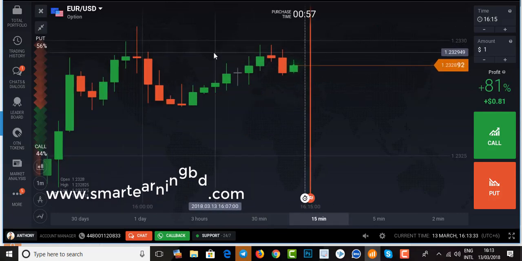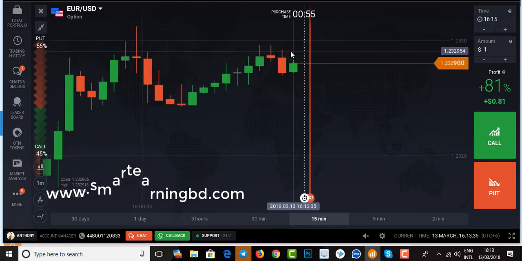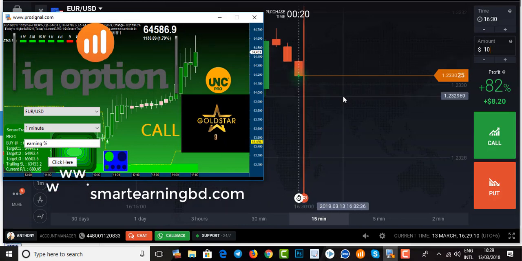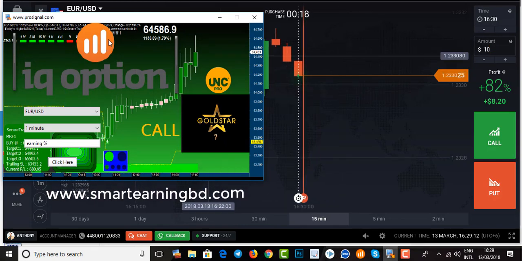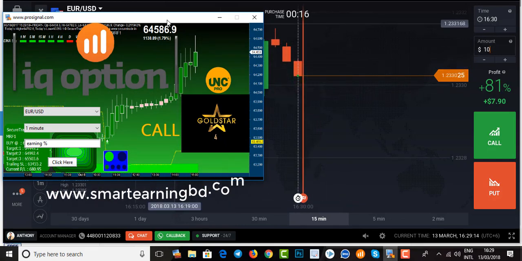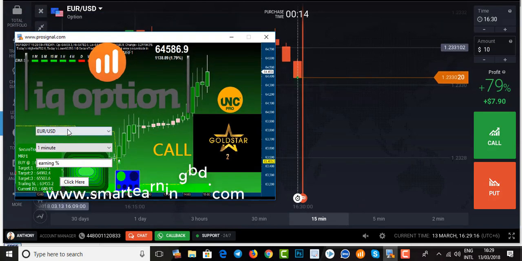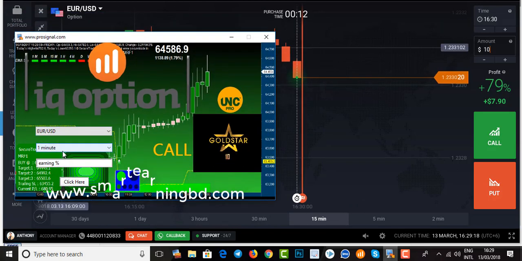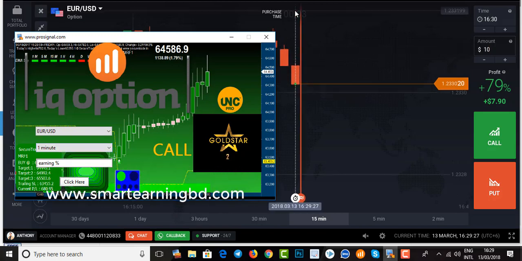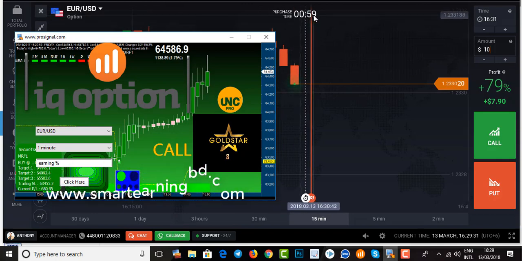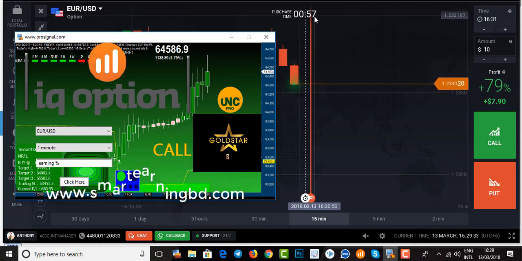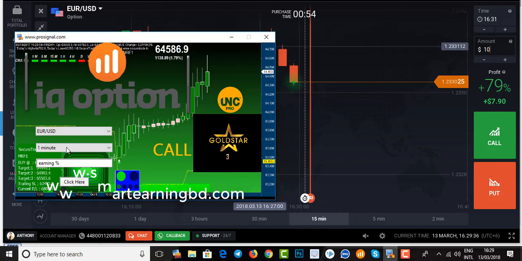Now I'll show you how to use this robot. First of all, open the robot, then select your currency pair, then select your minute. I think 1 minute is best for this robot. Then see the purchase time. When you see the purchase time is at 5 seconds or 2 seconds, then give a trade.